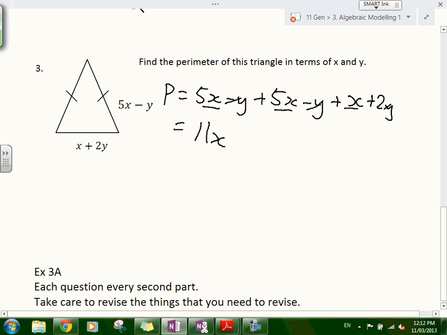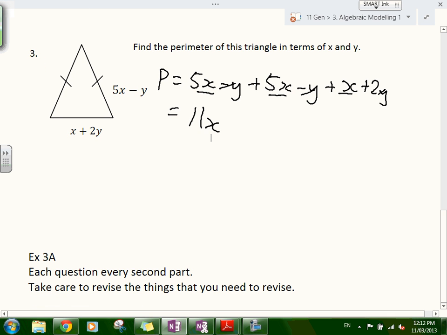Now, we do this exercise. Each question, every second part. There's no hard and fast rule. I just want you to do enough and go over things that you feel comfortable doing. Okay, I'm going to stop you in a little while and go over something else. But take care to revise the things that you need to revise. Some people here might have to do all the questions to get familiar. Others may not. But don't think, oh, I know this. Please look through it carefully and think about what sort of things I need to be taking care of, making sure that I get and understand. Okay? So it's on your sheet that I gave you.